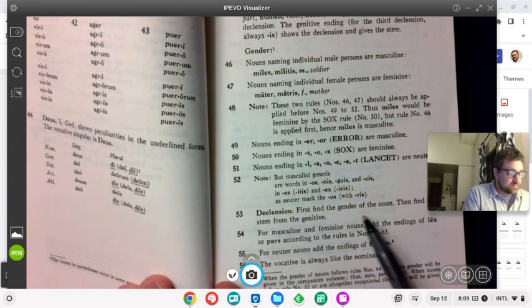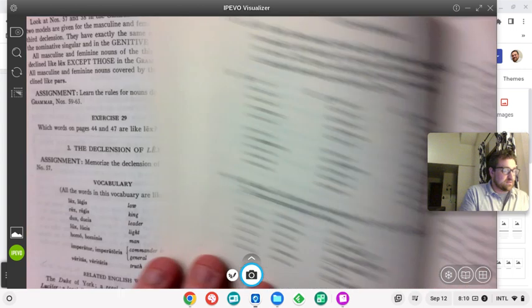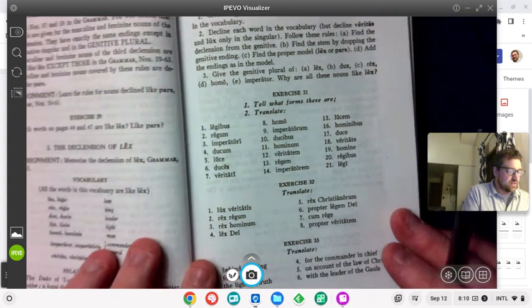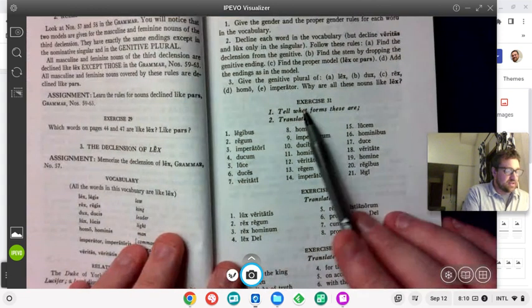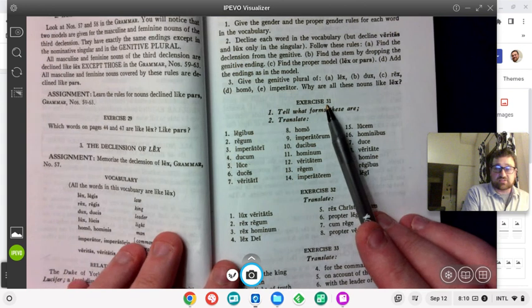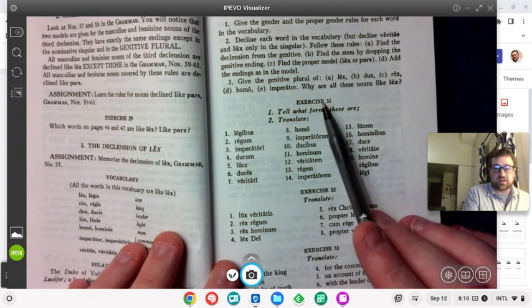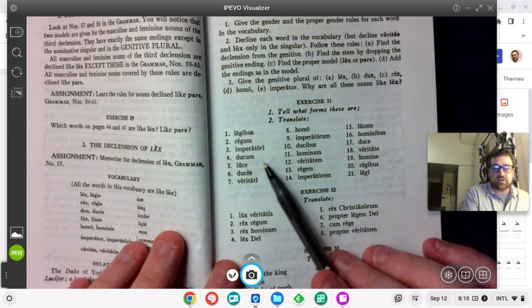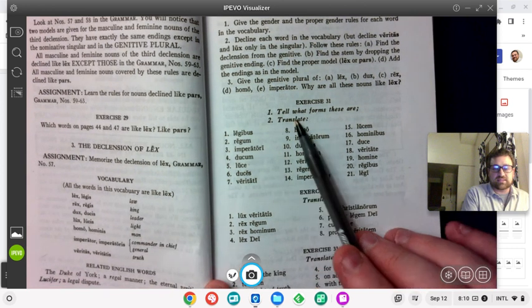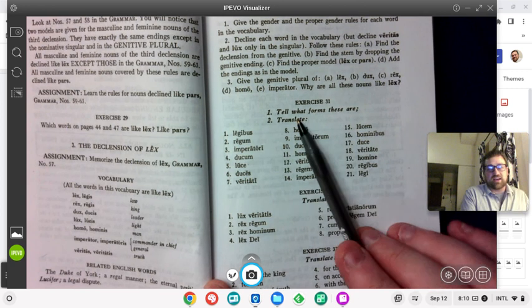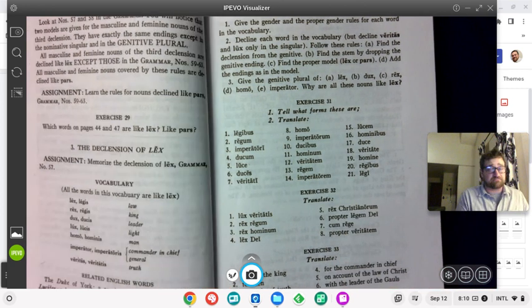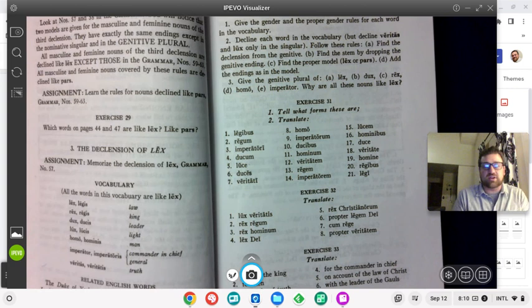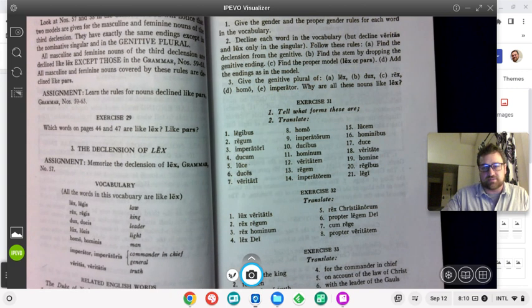Okay, let's go back to these, and let's do a little bit of exercise 31 in this video. We're going to do a couple different things. This says tell what forms these are, and then also translate them. We're going to do an additional thing. We're going to determine their gender as well.